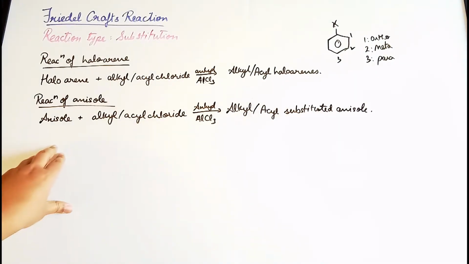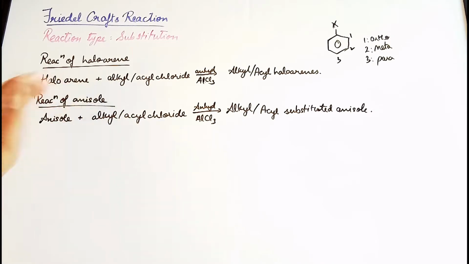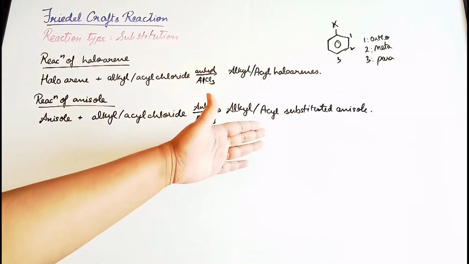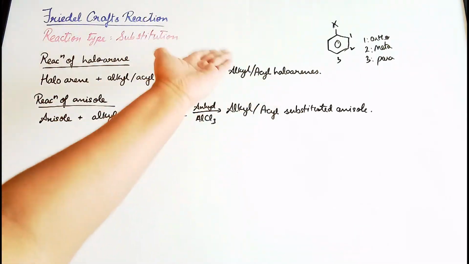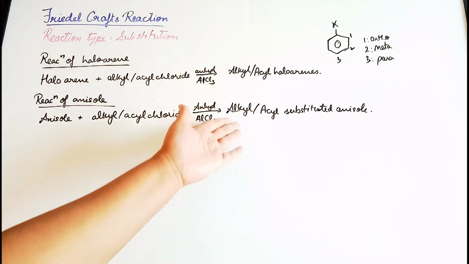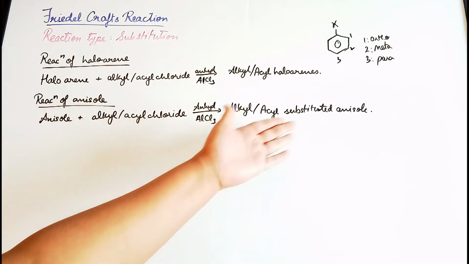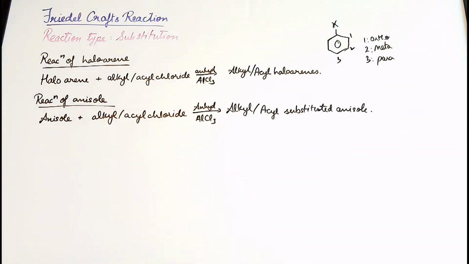So here, anisole, the same thing. If you notice, it's the same thing happening. Only thing, in case of haloarenes we had alkyl or acyl haloarene. Here we have alkyl or acyl substituted anisole. It's the same thing. So let's look at the reactions.